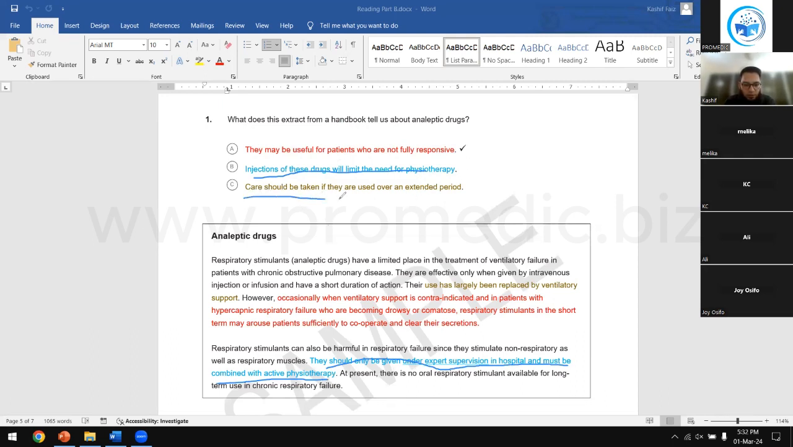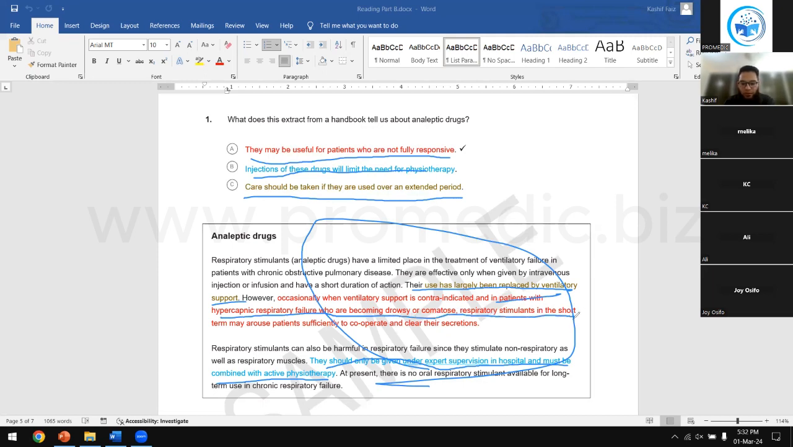Care should be taken if they're used over an extended period. Nothing in here gives any kind of information. Their use has been largely replaced by ventilated support, so no relevant information is given here. They may be useful for patients who are not fully responsive. Here it is written that patients with hypercapnic respiratory failure who are becoming drowsy or comatose, respiratory stimulants in the short term may arouse the patient sufficiently to cooperate and clear the secretions.